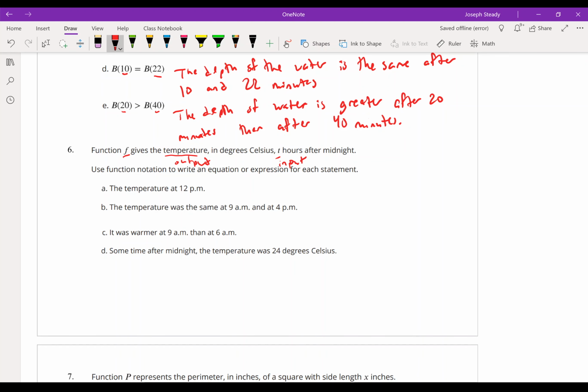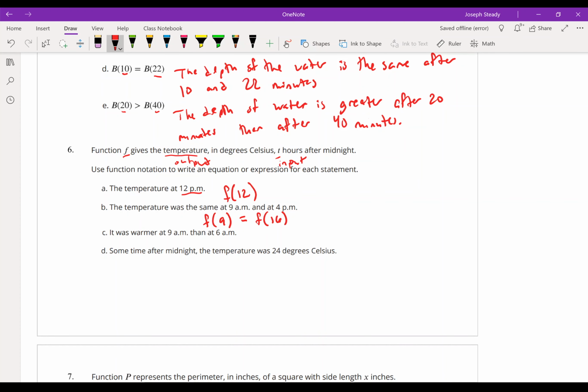So the temperature at 12 p.m., this is noon. That means that this is f of, noon is 12 hours after midnight. So f of 12, and they don't tell us what it equals. So the temperature at noon is just f of 12. The temperature was the same at 9 a.m. and at 4 p.m. So here, all we have to say is the temperature at 9 a.m. was the same as the temperature at, now 4 p.m. is 16 hours after midnight. Let's make that equal sign a little clearer.